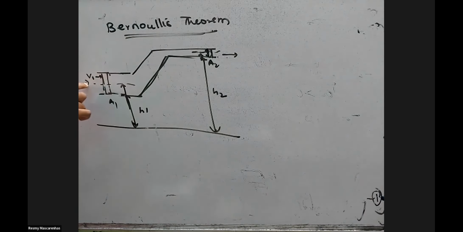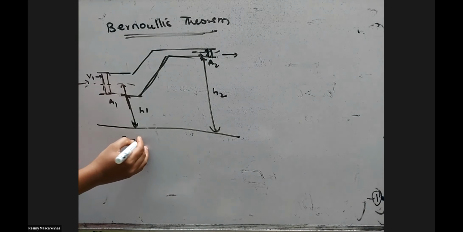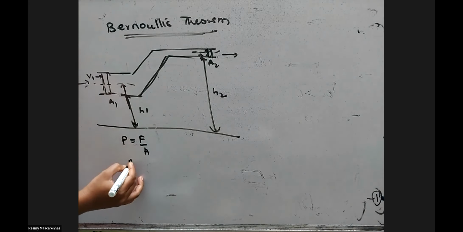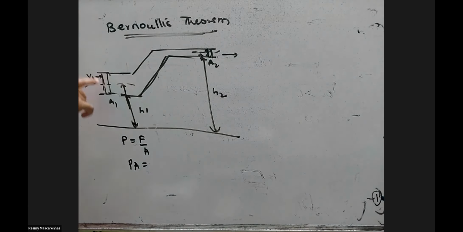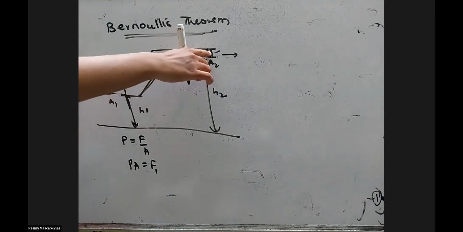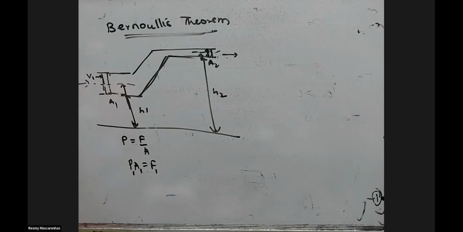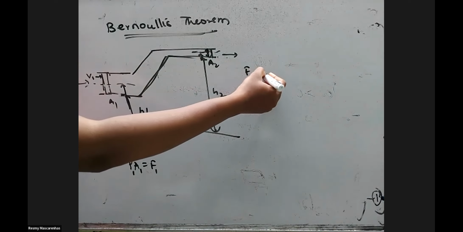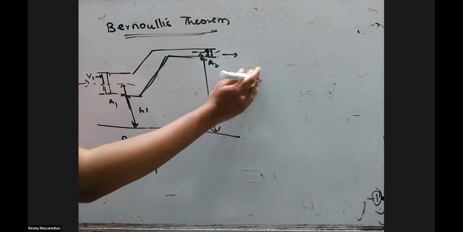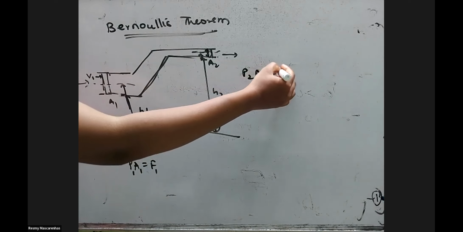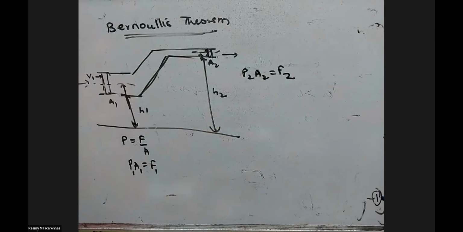With some speed, the liquid is entering, so there will be some kind of force. You know that pressure is nothing but force upon area. So what will be force? Pressure into area. So based on the area, there will be some pressure. This side we'll name it as F1. Same way, this side we will name it as F2.